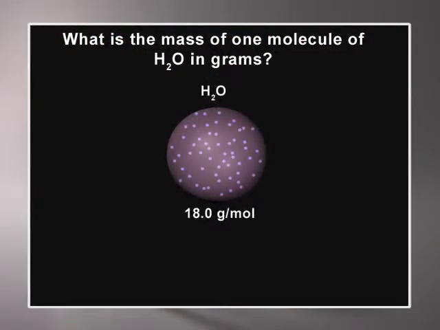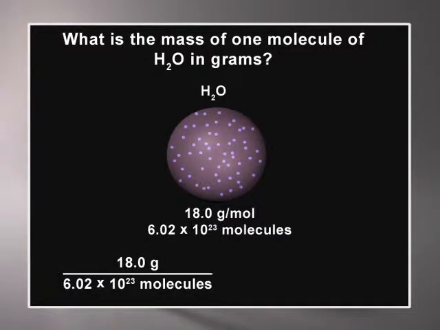A mole of water weighs 18 grams. And a mole of water contains 6.02 times 10 to the 23rd molecules of water. So 6.02 times 10 to the 23rd molecules of water weigh 18 grams. So what would 1 molecule weigh? To find that out, just take the weight of all the molecules, 18 grams, and divide by how many molecules you have, 6.02 times 10 to the 23rd.